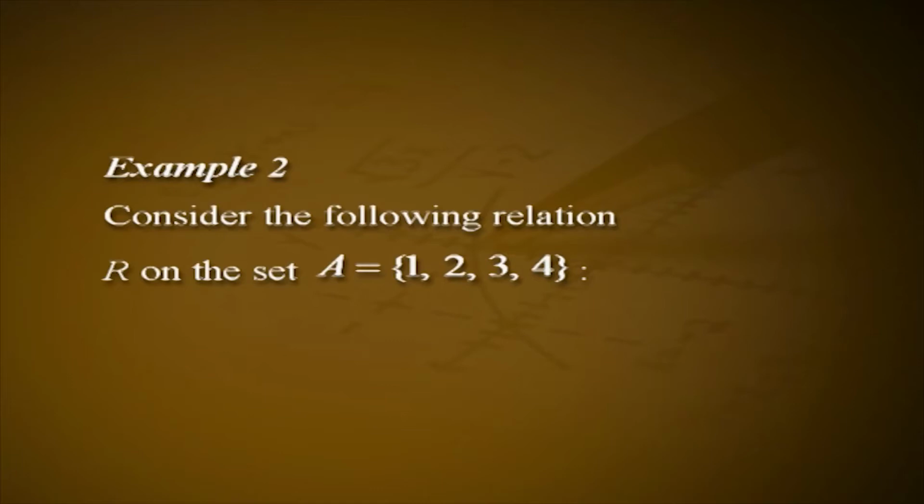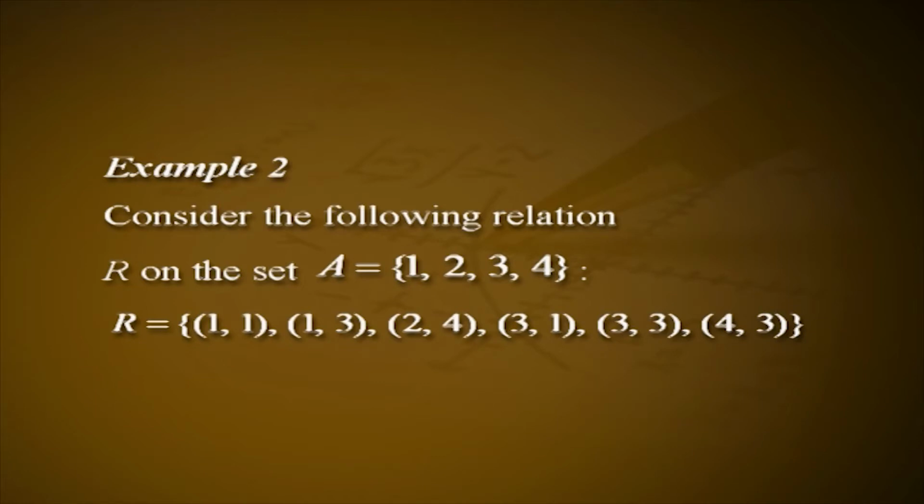Example 2. Consider the following relation R on the set A consisting of 1, 2, 3 and 4. R is the set of all ordered pairs (1, 1), (1, 3), (2, 4), (3, 1), (3, 3) and (4, 3). Reflexive of R is equal to R union the set consisting of (2, 2) and (4, 4). That is equal to the set of all ordered pairs (1, 1), (1, 3), (2, 2), (2, 4), (3, 1), (3, 3), (4, 3) and (4, 4).